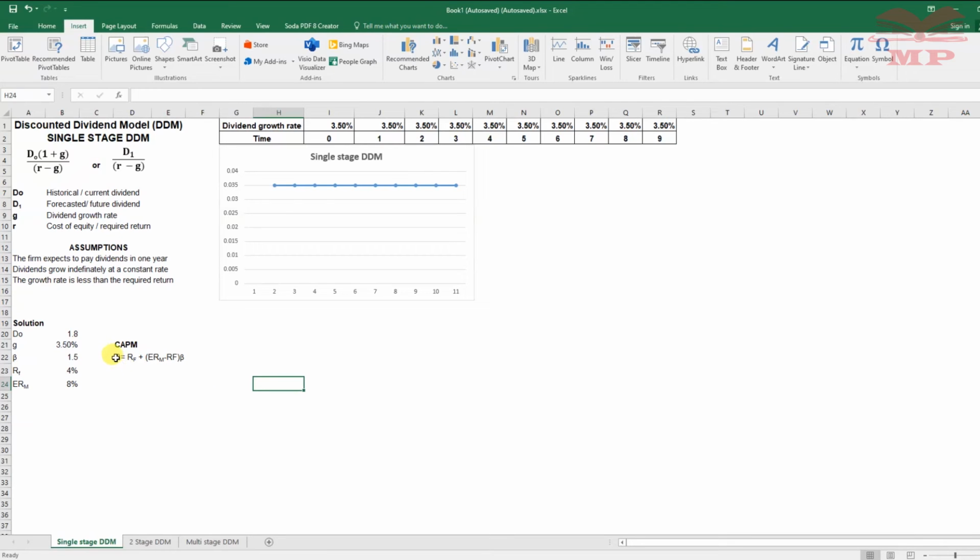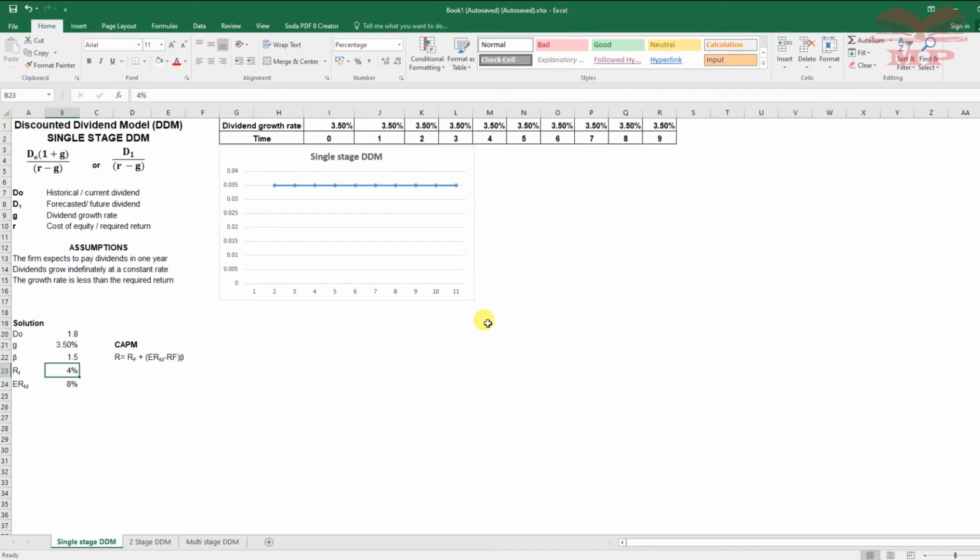So this is required return. Remember, we've already provided the cost of equity or required return. So R, because we've been given the inputs towards calculating required return, we have the RF right over there. So we have also the ERM, and the RF has been given, the beta has been given. So you just apply it over here. So we have all of the inputs, and I can, of course, explain it down.